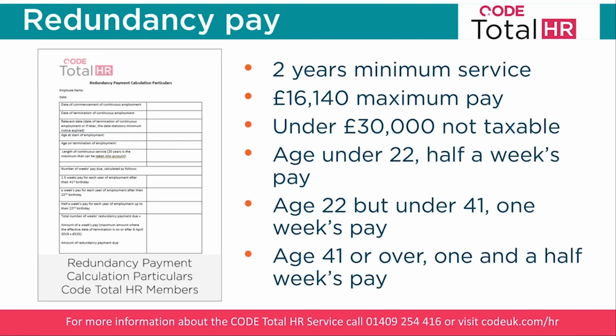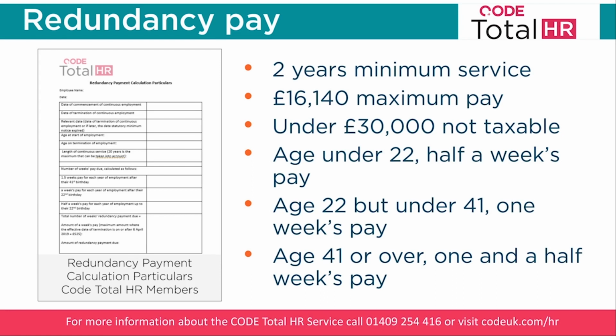So we're just going to touch on redundancy pay. This is quite brief, and what I would recommend doing is going onto the .gov website and looking at the redundancy and the statutory requirements you would need. So redundancy pay is calculated by age, so half a week's pay for each full year if you're under 22, 1 week's pay for each full year if you're between 22 and 41, and 1.5 weeks' pay for each full year you are 41 and older.